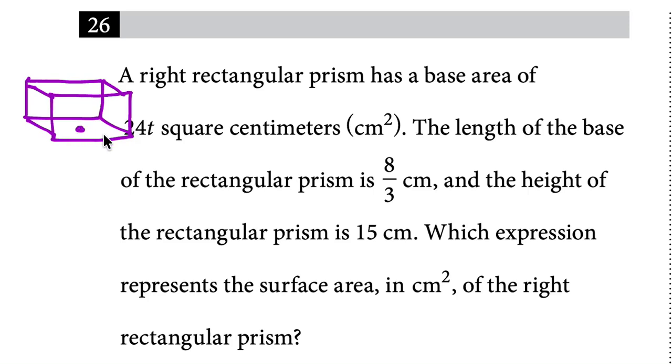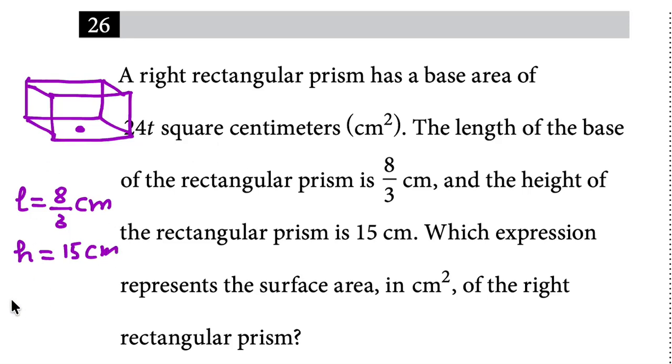So that is the base. The length of the base of the rectangular prism is 8 by 3 centimeter and the height of the rectangular prism is 15 centimeter. Length is given to us, 8 by 3 centimeter. Height is given directly, 15 centimeter, and area of the base is given.